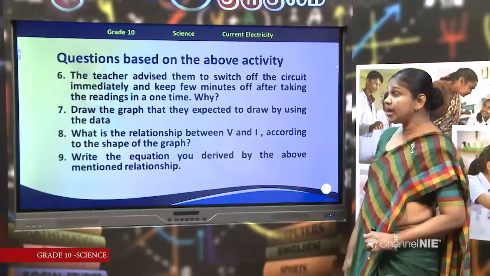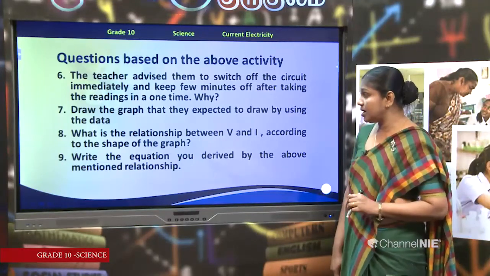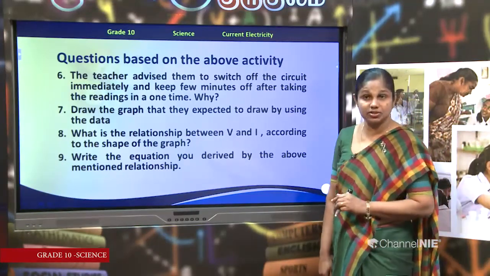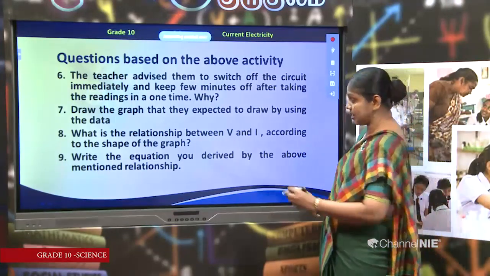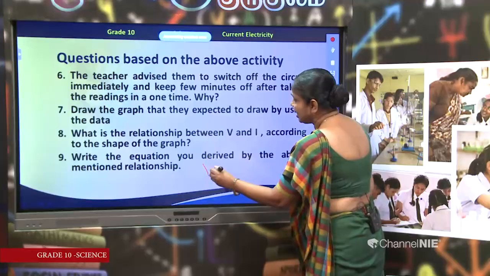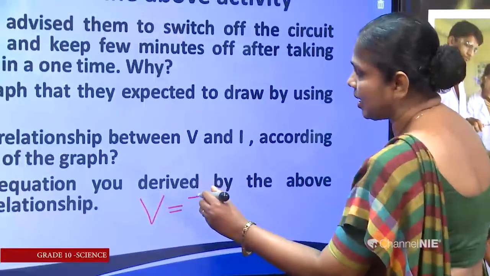Write the equation you derived by the above mentioned relationship. What is the equation we derived finally? V equals IR.